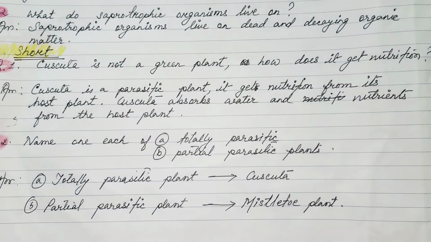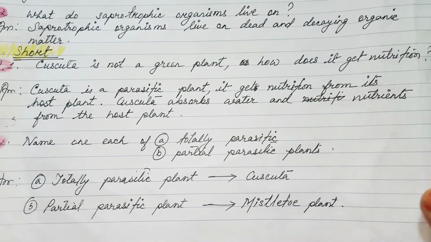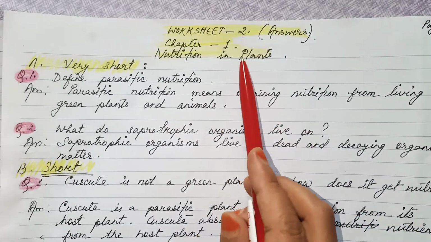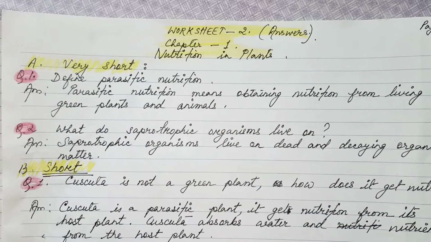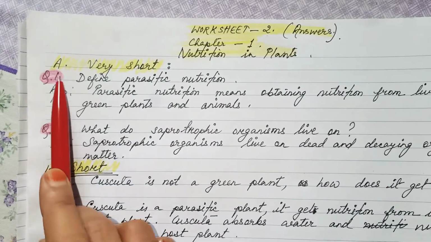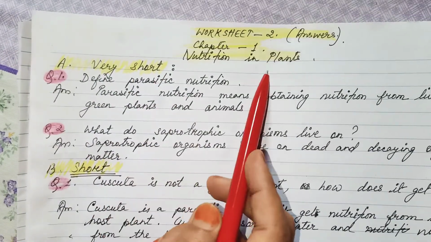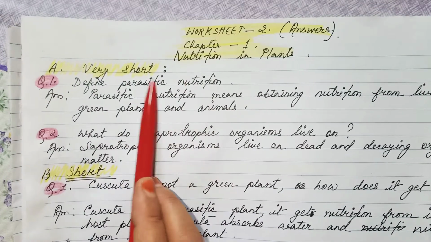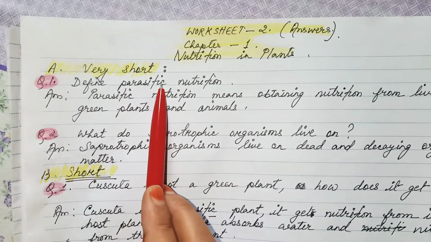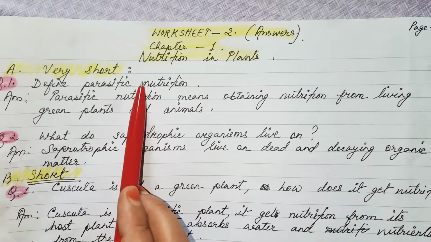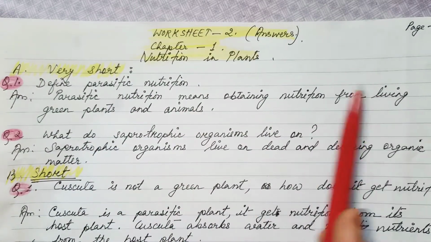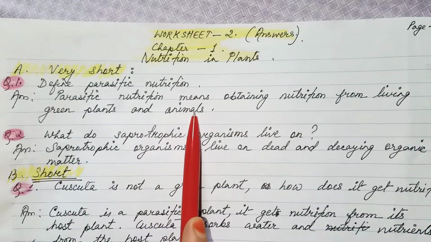Then worksheet number 2 for the chapter 1, Nutrition in Plants. In worksheet number 2, there are also 3 sections. First, Section A, very short answer type questions. Here the first question is: define parasitic nutrition. Here you have to write the definition of parasitic nutrition. So the answer is: parasitic nutrition means obtaining nutrition from living green plants and animals.